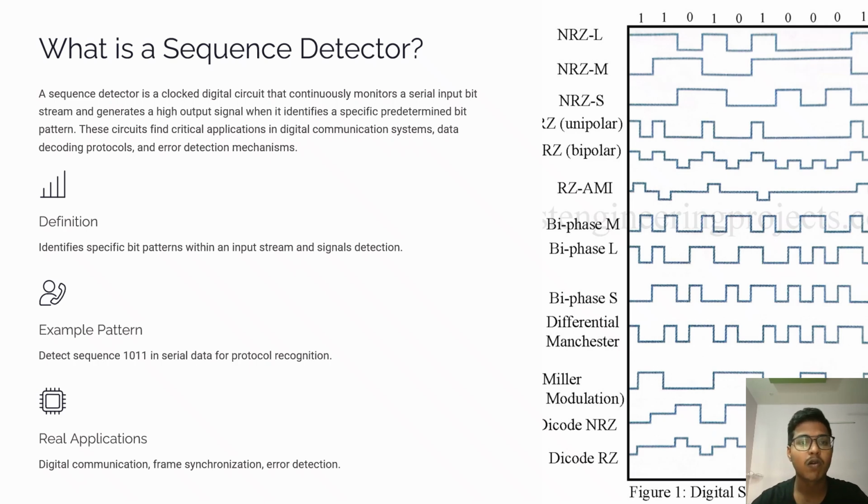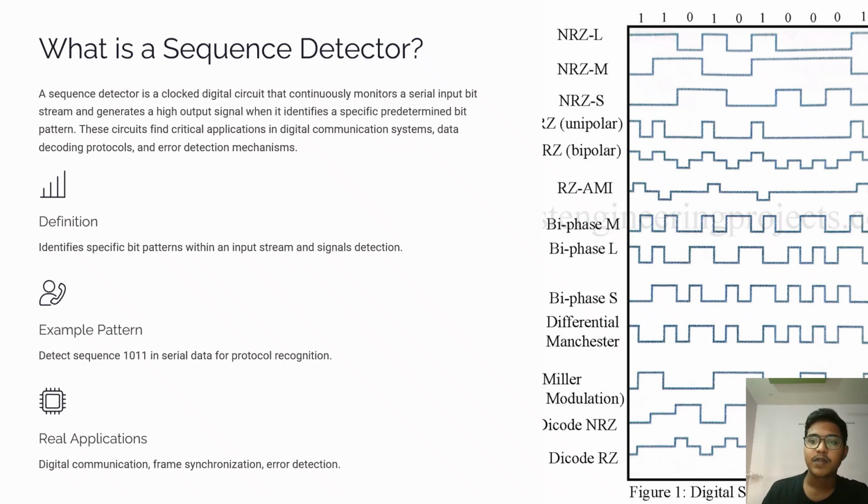A sequential detector is a clocked digital circuit that continuously monitors a serial input bit stream and generates a high output signal when it identifies a specific predetermined bit pattern. This circuit finds critical applications in digital communication systems, data decoding protocols, and error detection mechanisms.